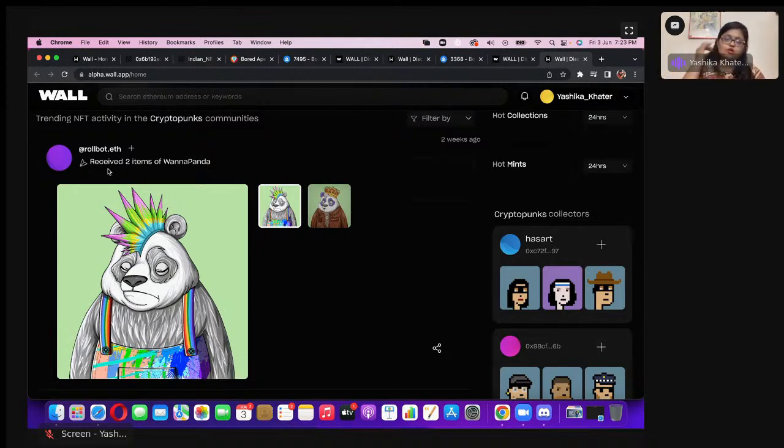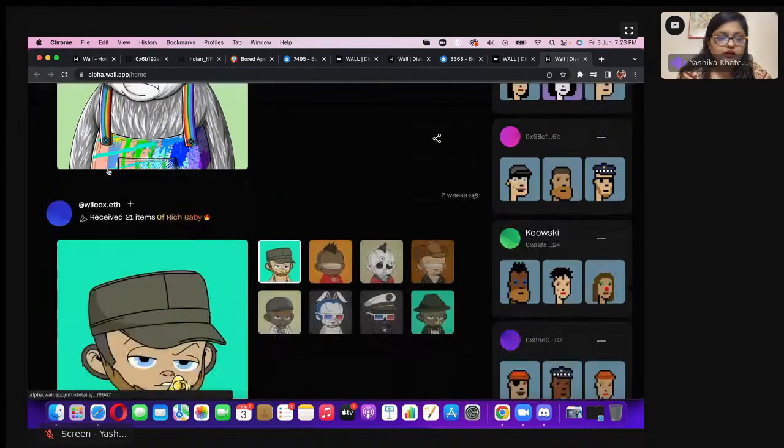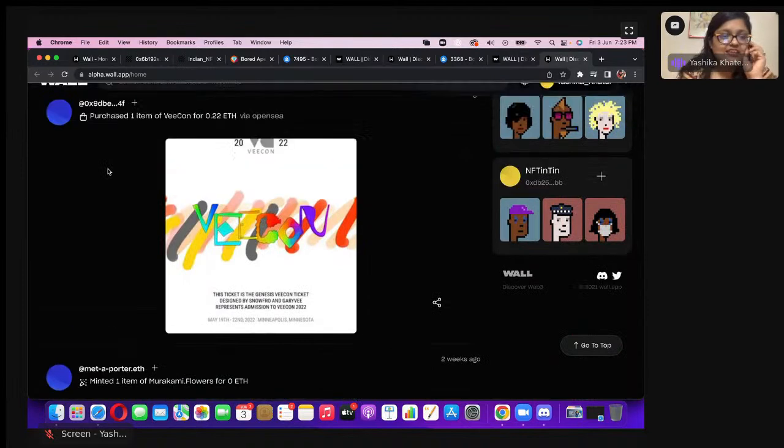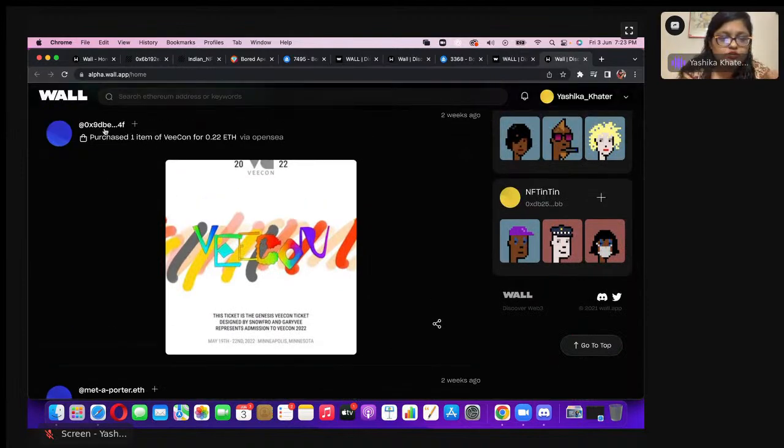So that's where it becomes really interesting to see if there was a transfer or if there was a sale. That would be a good way of seeing things. Like here you see that this person who's a holder of a CryptoPunk purchased this item of Vcon for 0.22 ETH, which means that he himself went and purchased this Vcon pass, and by purchasing this pass, he has assured that he gets admission to the Vcon.